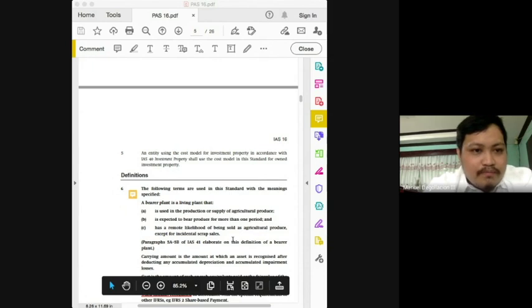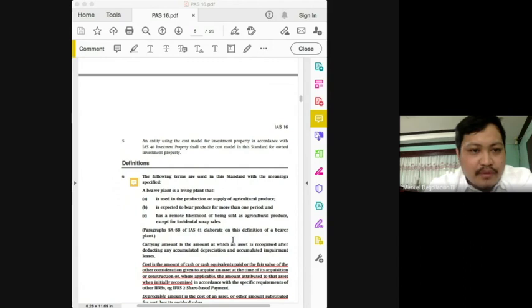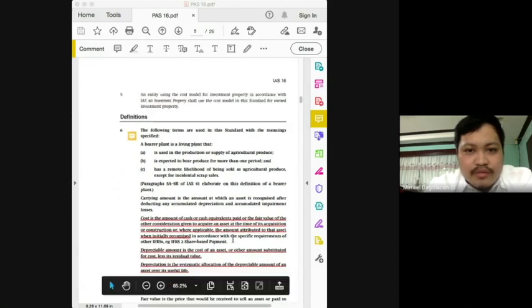We'll skip paragraph 5. We'll just expound on it when we discuss PAS 40 on investment property. So let's proceed to definitions, class.